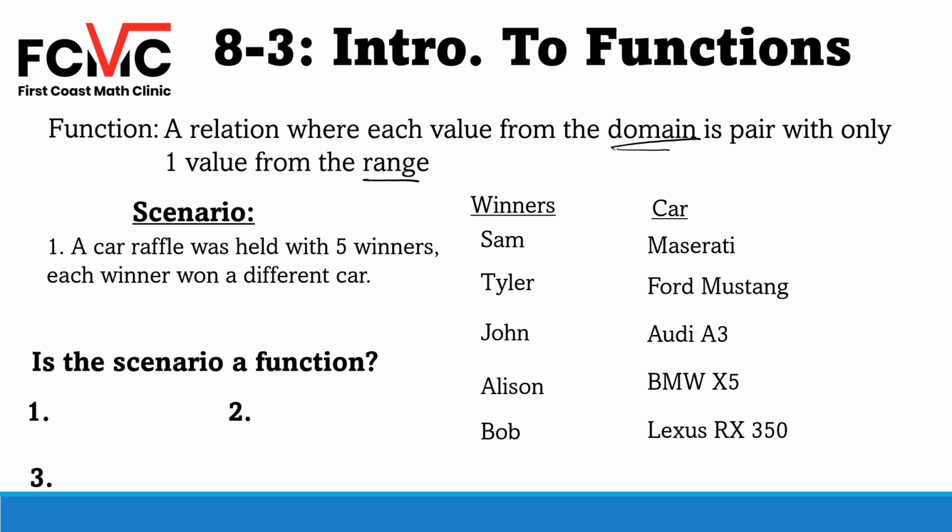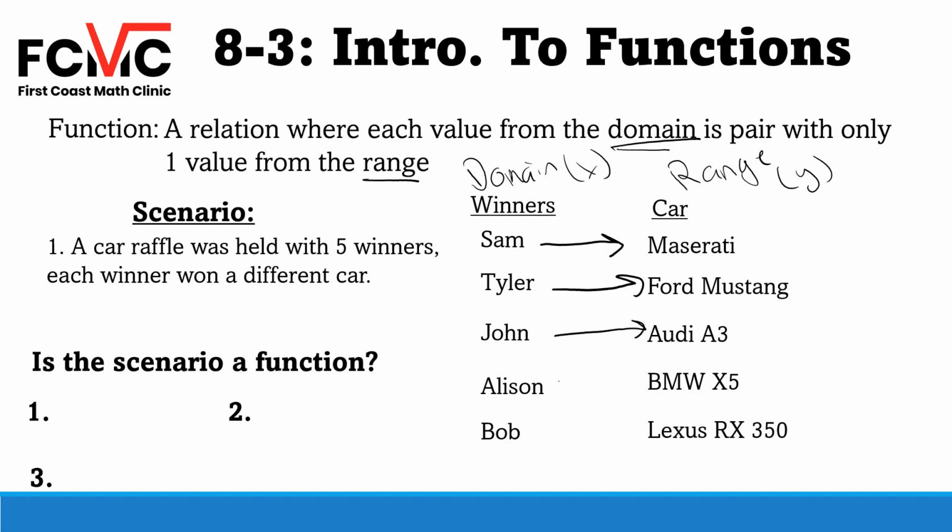So in this scenario, the winners are our domain, so that's our input, our x values, and the output are the cars, so that's our range or our y values. And we can set up a mapping rule and map our winners to our cars. So map Sam to the Maserati, Tyler to the Mustang, John to the Audi, Allison to the BMW, and Bob to the Lexus. If you want to review different ways to represent relations, you can check out the link for the video that's going to appear right now.